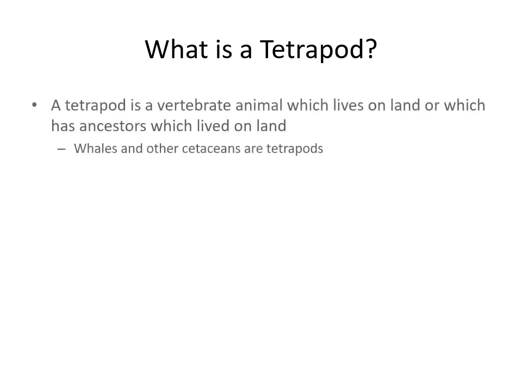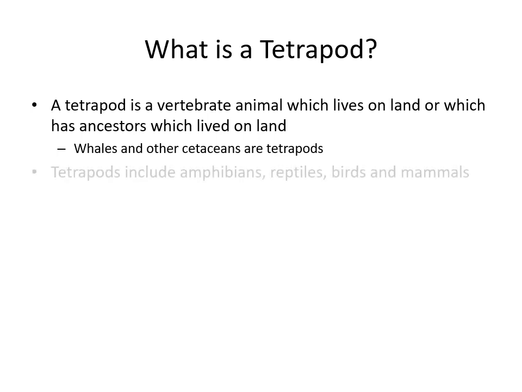But first, what is a tetrapod? It's a word that we're going to be using for a little while, so we should get a definition down. A tetrapod is defined as any vertebrate animal, so an animal with a backbone, that lives on land or had ancestors that lived on land. So whales and dolphins and porpoises, other cetaceans, we do count them as tetrapods, even though they don't live on land. They evolved from a land-dwelling animal that returned to the water.